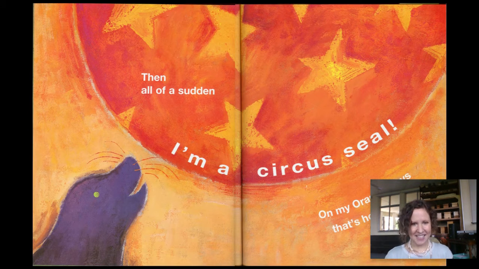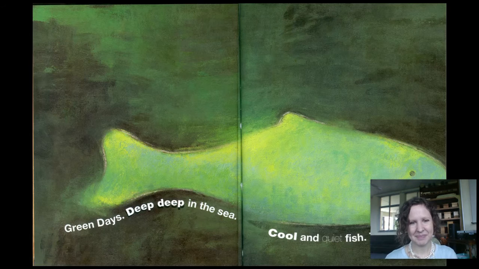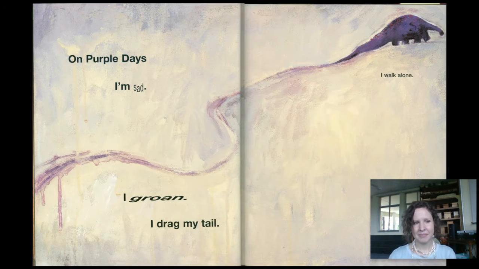Then, all of a sudden, I'm a circus seal. On my orange days, that's how I feel. Green days, deep, deep in the sea, cool and quiet fish. That's me. On purple days, I'm sad. I groan. I drag my tail. I walk alone.